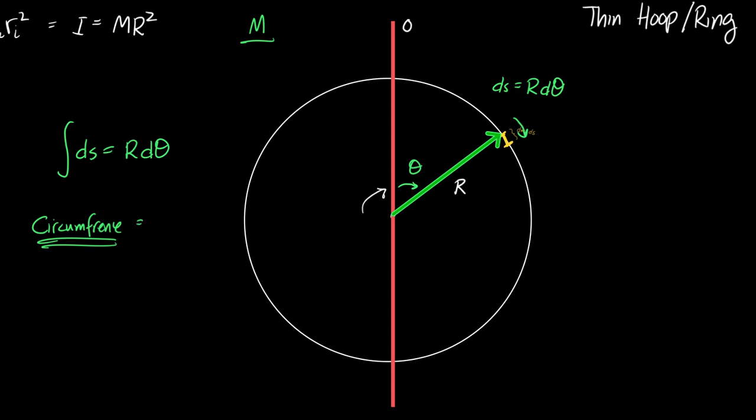So add up the entire piece of length. This is what calculus does. We're going to start at 0 and go to 2 pi. We're going to add up the entire piece of length. So if I was to do this integral, r is a constant. So I can bring r outside the integral.